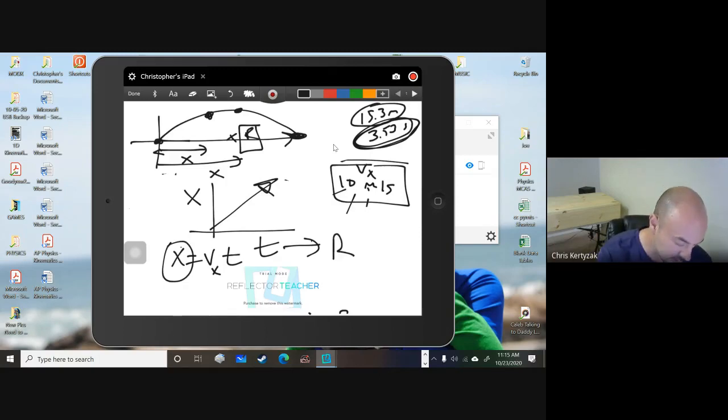It's the range. And vx is now just 10 meters per second times the total time that we had on top, 3.53 seconds. Seconds and seconds cancel. Meters will be our answer. 10 times 3.53, and we get our 35.3 meters.